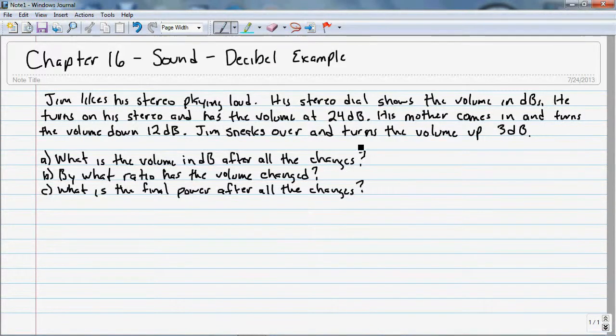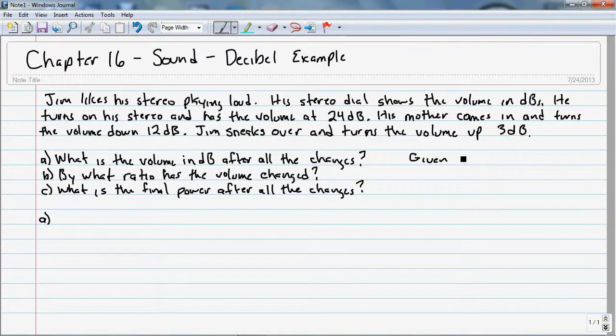Jim sneaks over and turns the volume up 3 decibels. So we want to find the volume in decibels after all the changes, by what ratio the volume has changed, and what is the final power after all of the changes. So for the first part, let's look at what we have given. Let's put the given over here.